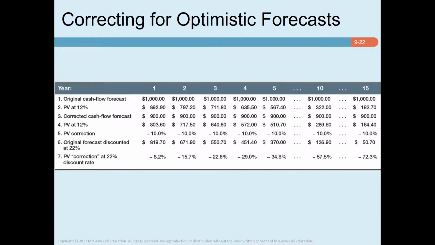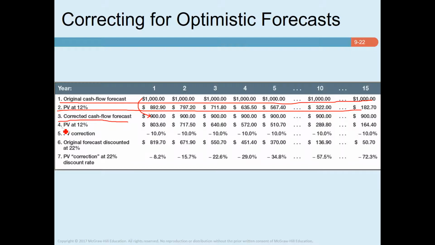Look at this example. This is an example of incorporation of risk in cash flows and in the discount rate. First of all, this is the original cash flow estimation, 1,000 every year, and the present value at 12% is this. Now it's assumed that the original cash flow was very optimistic, so management decided to reduce it by 10%. So this is the correct cash flow. Previously it was 1,000, now it declined to 900. So cash flow is reduced by 10%.